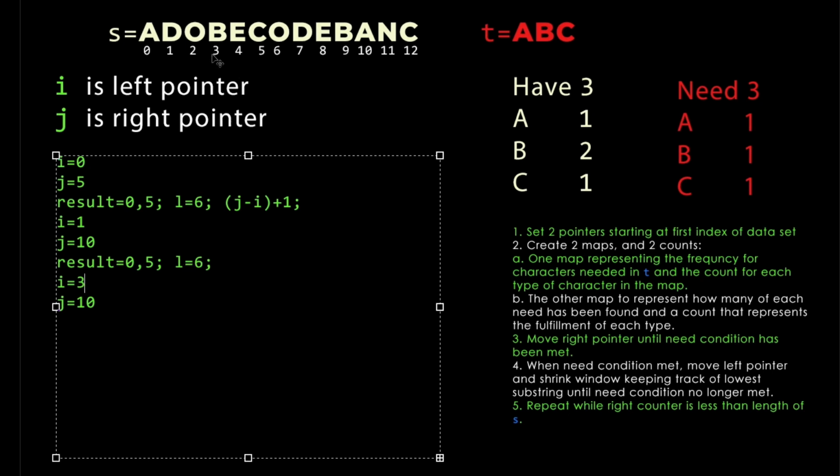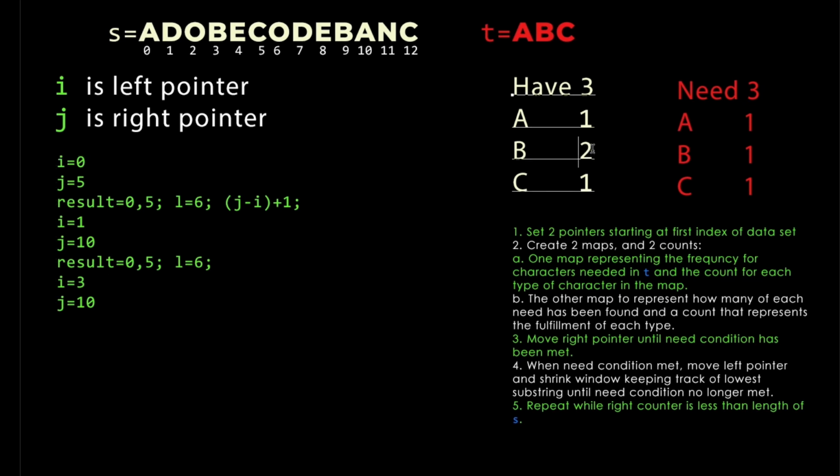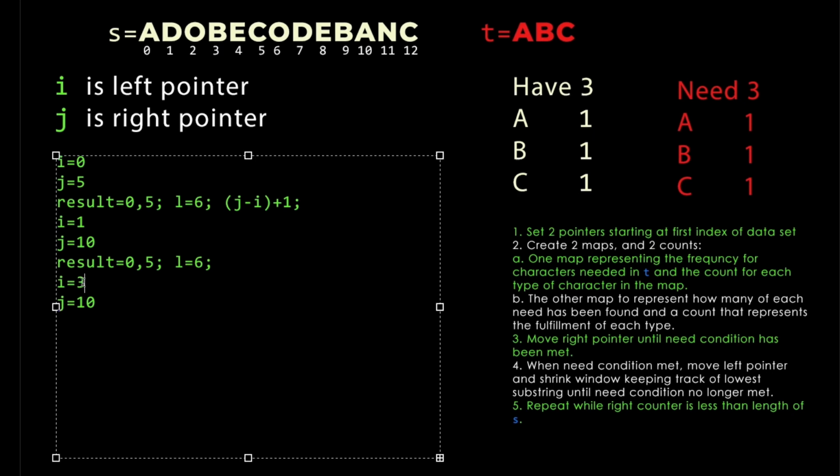And at 3, it's a b. And so we are about to remove this b out of the window. And so we decrement that. And since it still meets the condition, we don't need to decrement our have count. And we just moved b out of the window. Now we're going to be checking for our new length. 10 minus 4 is 6, plus 1 is 7. It's still more than our minimum, so we don't do anything.